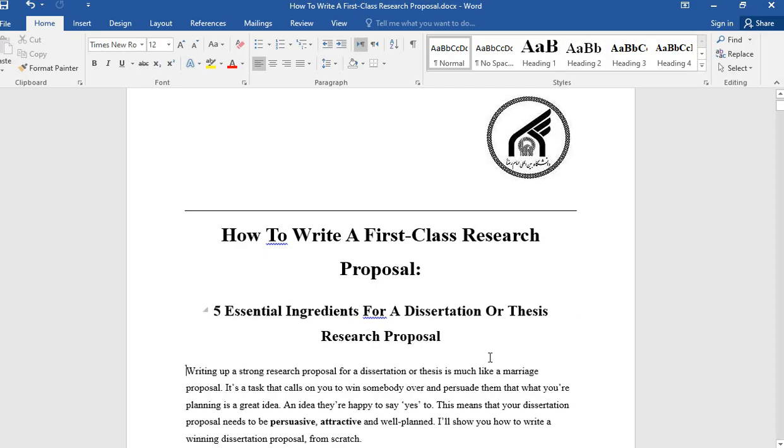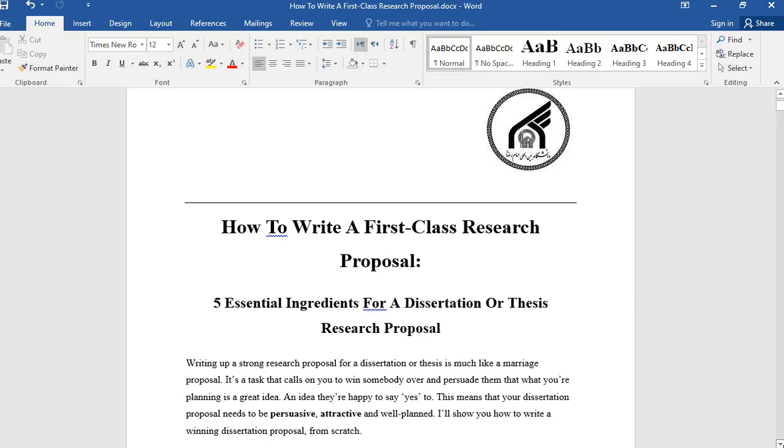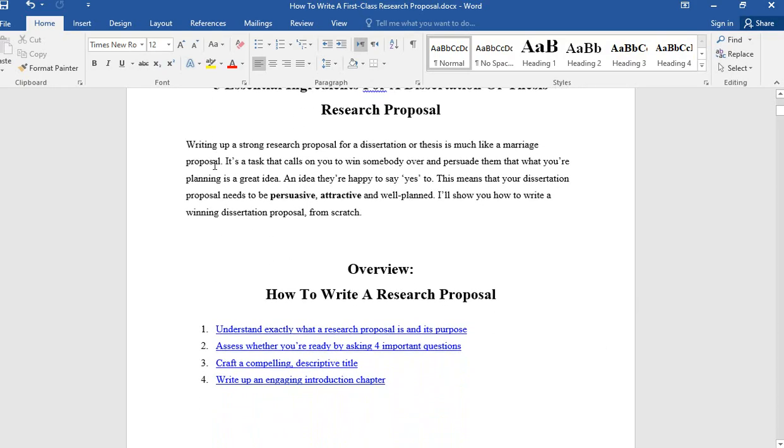There are 5 essential ingredients for a dissertation or thesis research proposal. Writing up a strong research proposal for the dissertation or thesis is much like a marriage proposal. What do you do in a marriage proposal? You propose to somebody, you try to show your potentialities, your characteristics and the like, and then let that person select or choose you as an appropriate person for her or his life. So it's like a kind of marriage proposal.